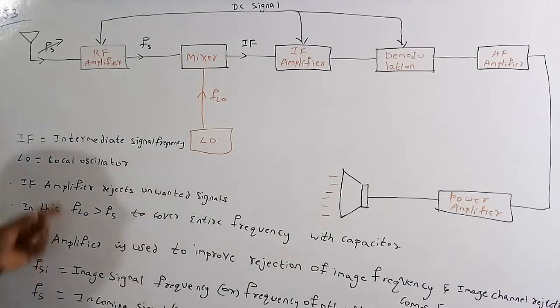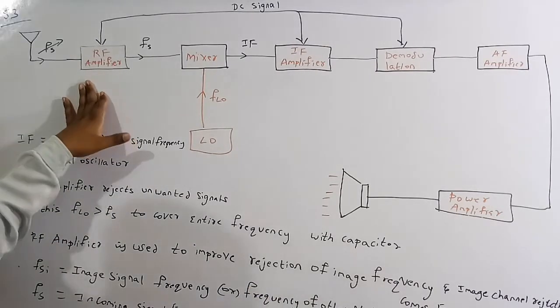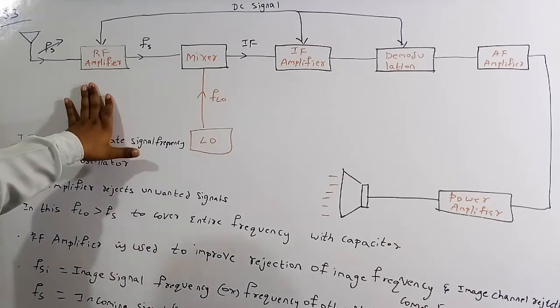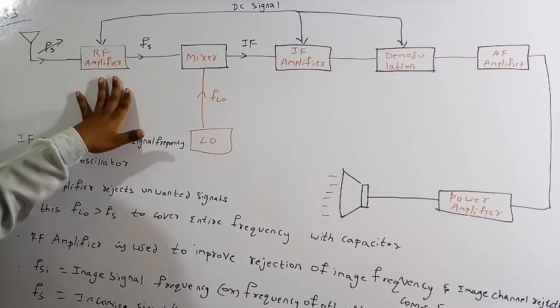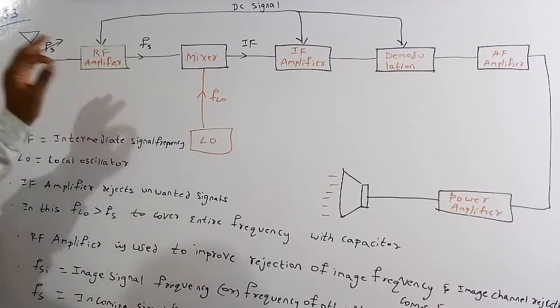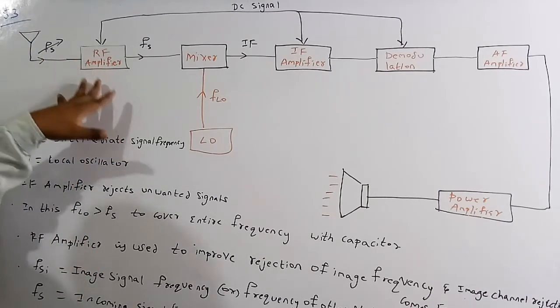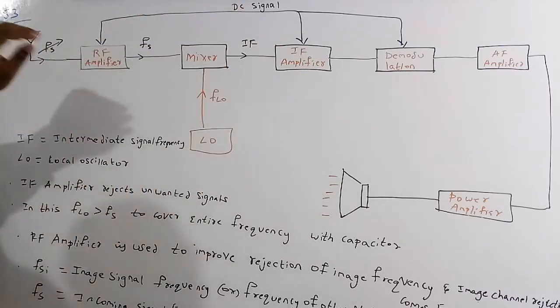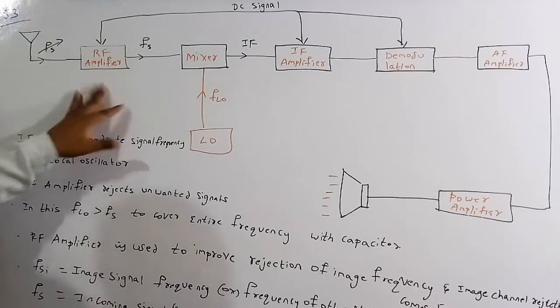This RF amplifier is going to improve the rejection of the image frequency, and image channel rejection comes only from the RF amplifier. Out of all these blocks, only this amplifier has the capacity to reject the image signal frequency.